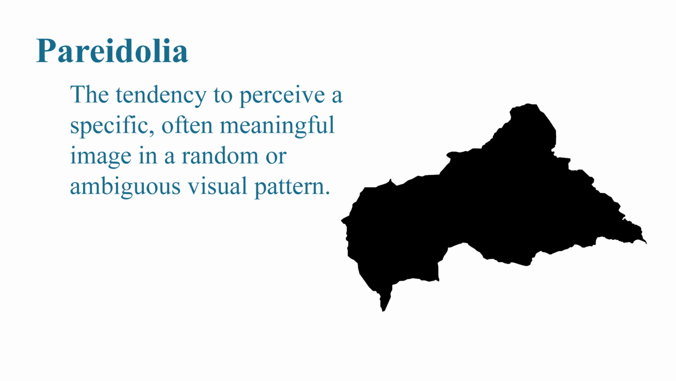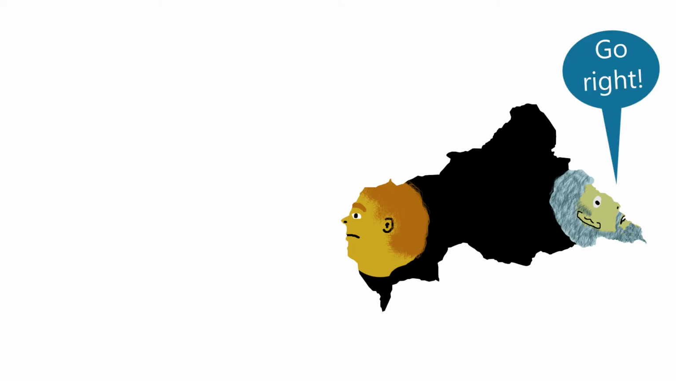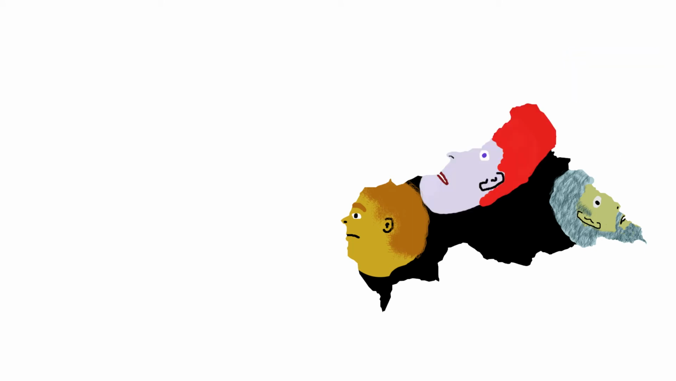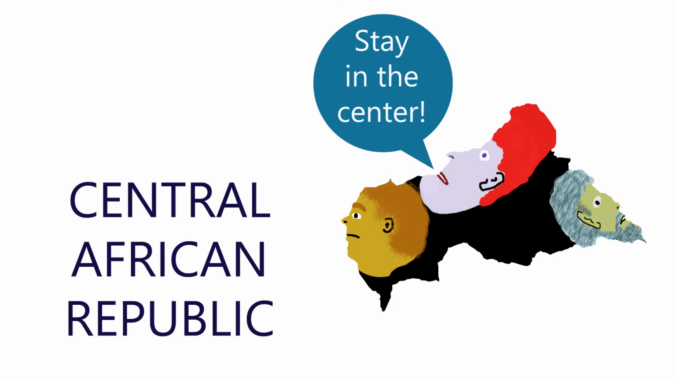Pareidolia is the tendency to see shapes, particularly faces, when we look at an object. And I definitely see three faces here. There's one on the left, and we can imagine this guy saying, "Go left." There's an old guy over on the right, and he's saying, "Go right." But there's this lady in the middle, and she's just saying, "Stay in the center." Well, the left and the right guy cancel each other out, and so they do end up being very central, and that helps us remember Central African Republic, right in the middle of the continent of Africa.